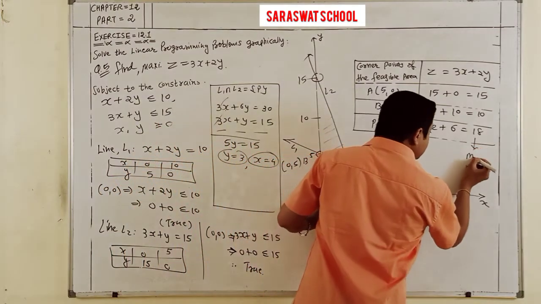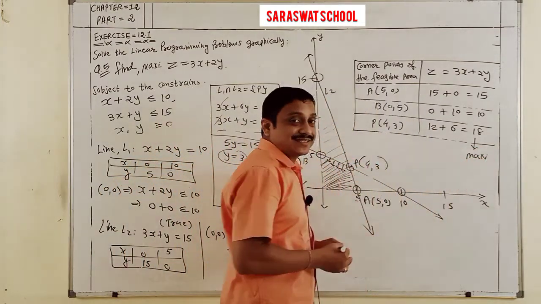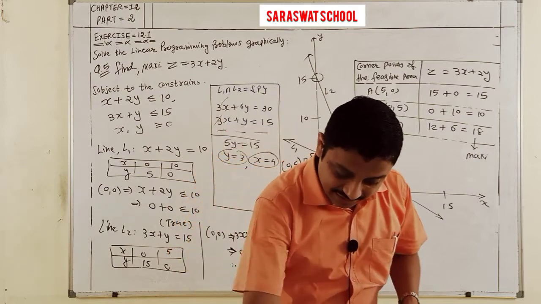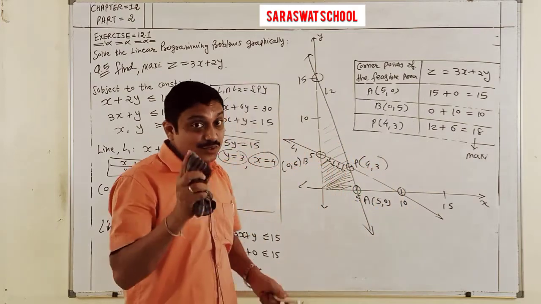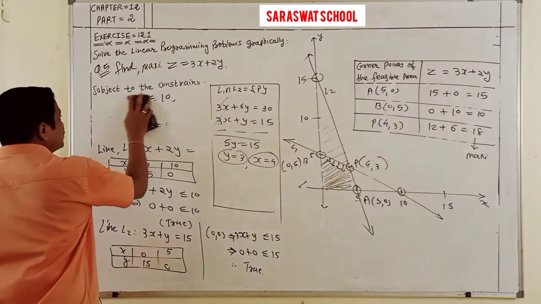So where is your maximum value? At P (4, 3). Yes, correct answer. Now question 6 is also done, students. So I will go to the 7th now.